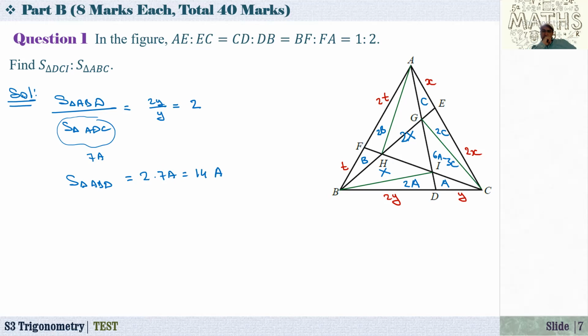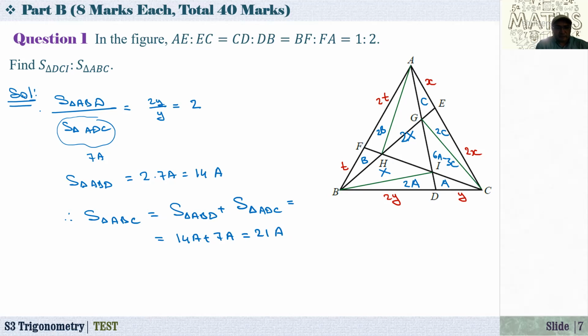No, actually this ABD, 14A. Okay, so now from here then, the area of triangle ABC is equal to the area of triangle ABD plus the area of triangle ADC, which is equal to, what is it? That is 14A plus 7A, that's equal to 21A. So that is the first part.